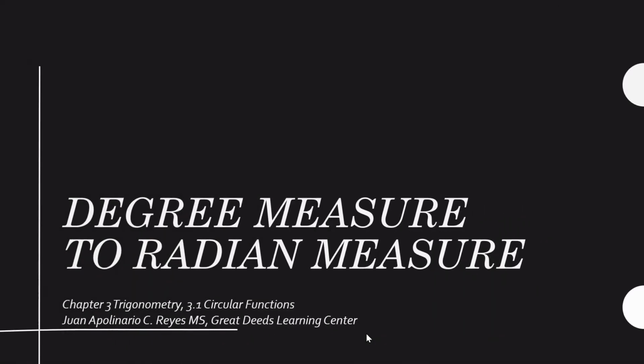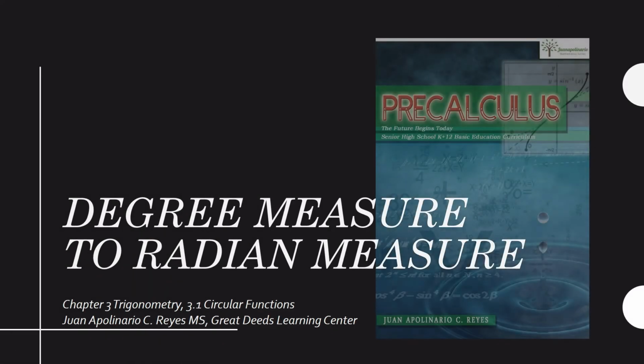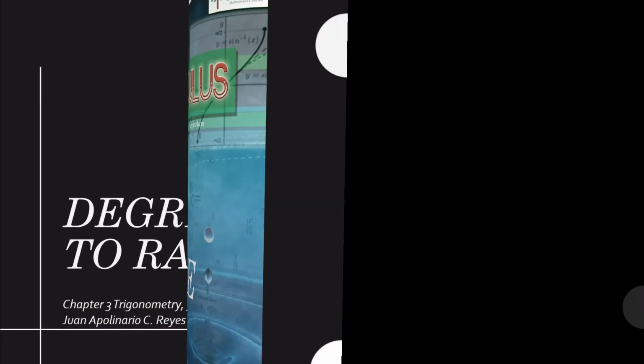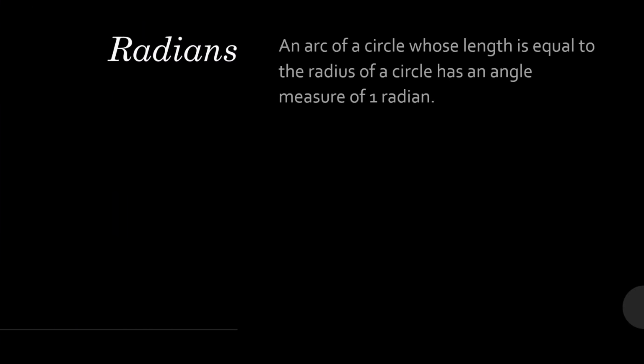In this video, we will derive the equivalent radian measure of special angles that are in degree measures. An arc of a circle whose length is equal to the radius of a circle has an angle measure of 1 radian.